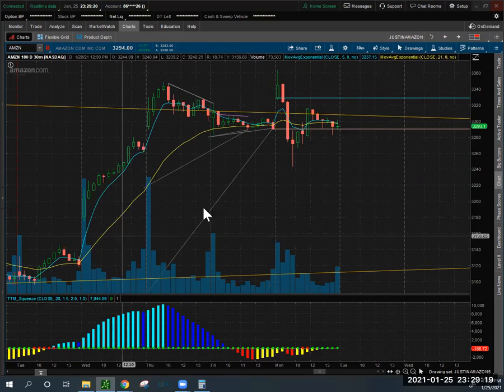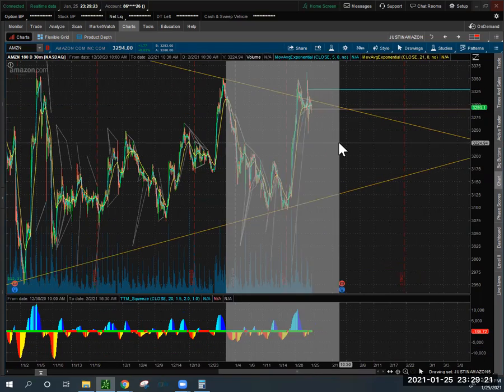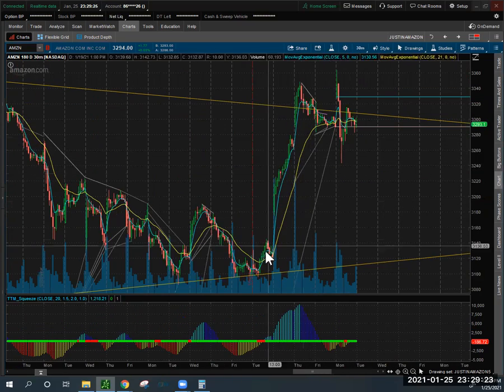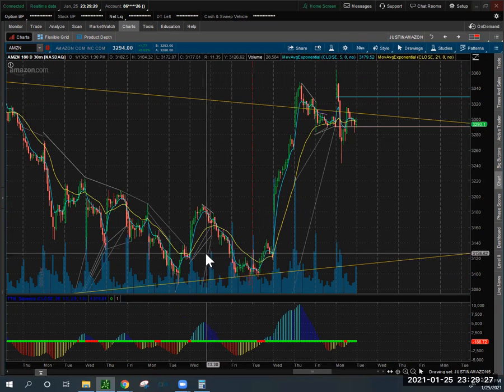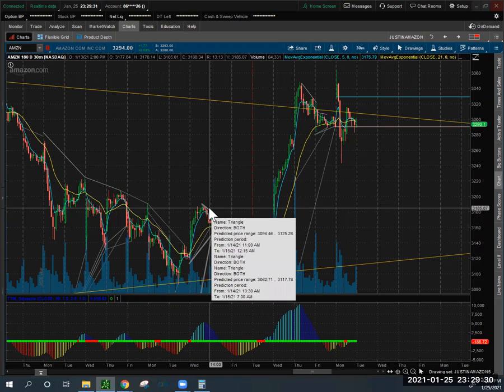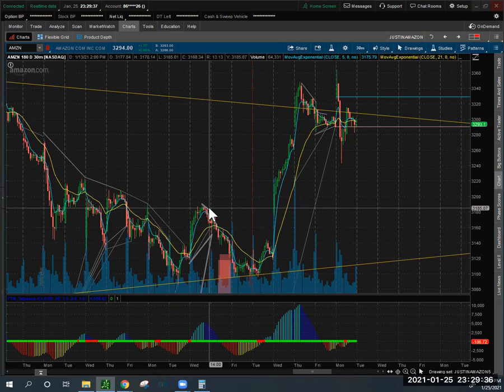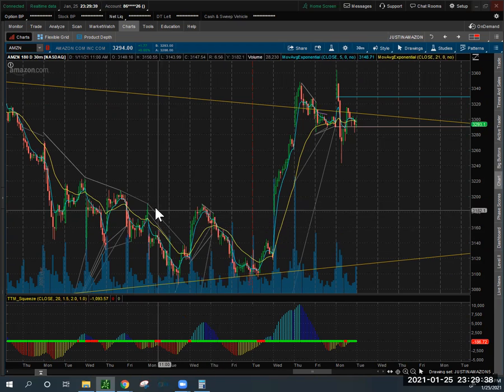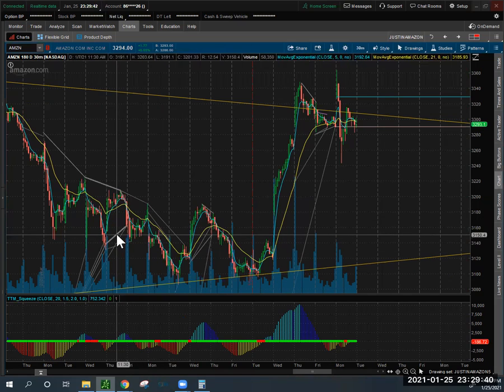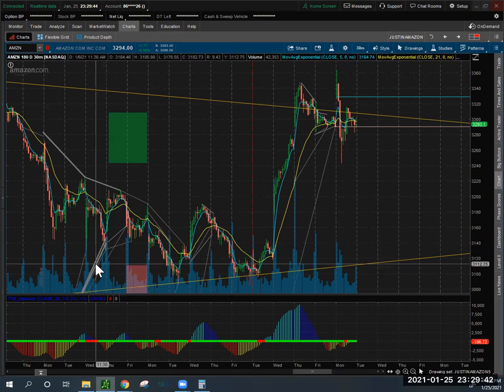I don't know what the settings are for this, so it's just something that I glance at when I see it. Let's see here. So here's a triangle, and then it says we're going to break down. We did name, triangle, direction, both. Predicted price range. Okay. I don't even know what the setting is, but it's been on my chart for a while, and it's just something that I'll notice.